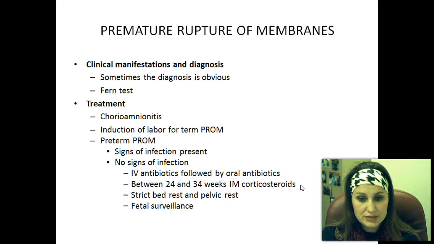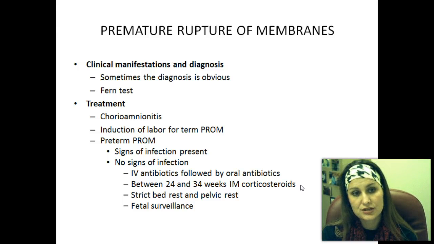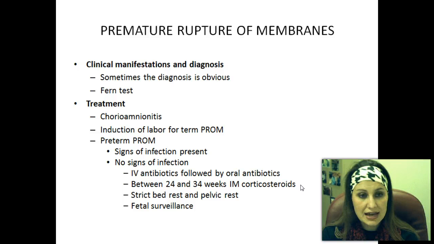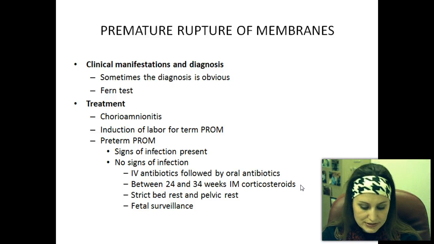We're going to put them on strict bed rest and pelvic rest, meaning that no one's going to be going up and doing vaginal exams on her unless there is a reason. If she started to go into labor, she started to have contractions, then they would do vaginal exams, but they would still probably limit it and not do it as often. But until they have reason to believe that she might be dilating, she is on pelvic rest, meaning that nothing is going up into the vagina. And then fetal surveillance, always, always, always checking on that baby, making sure that the fetus is doing okay and tolerating all these procedures.